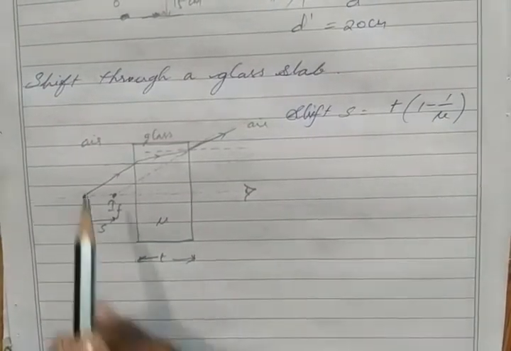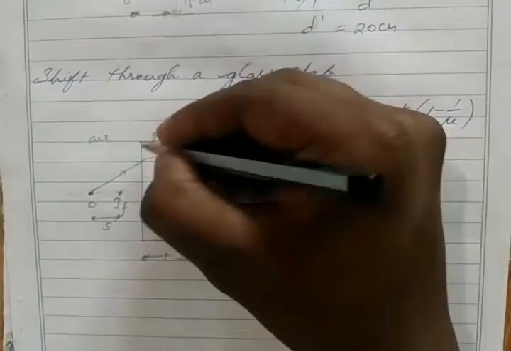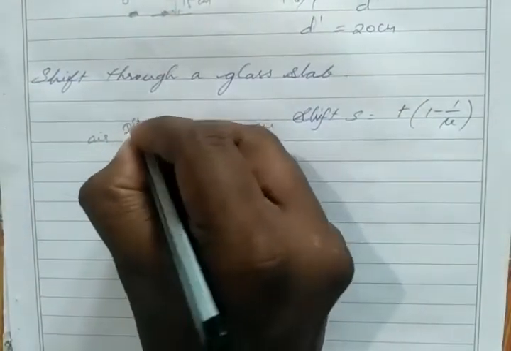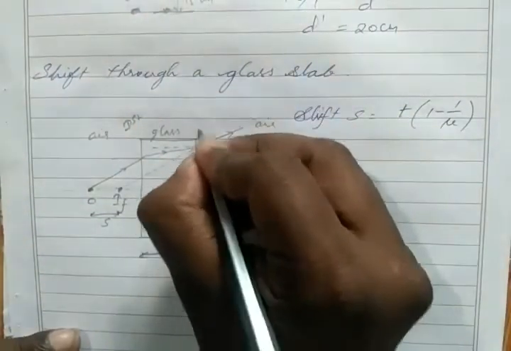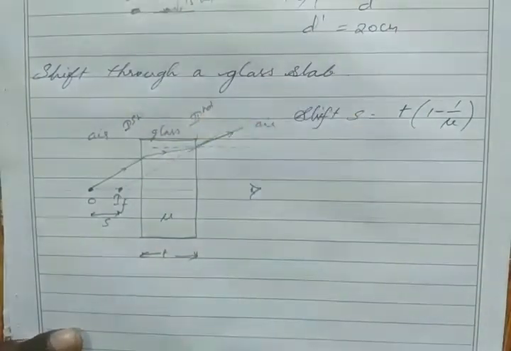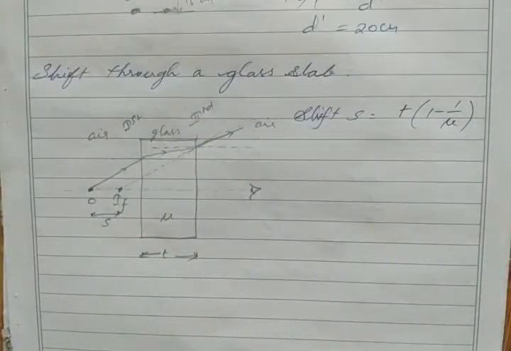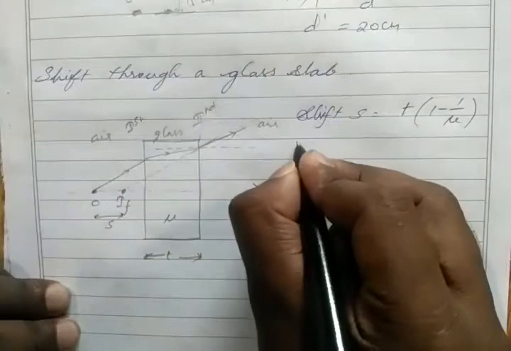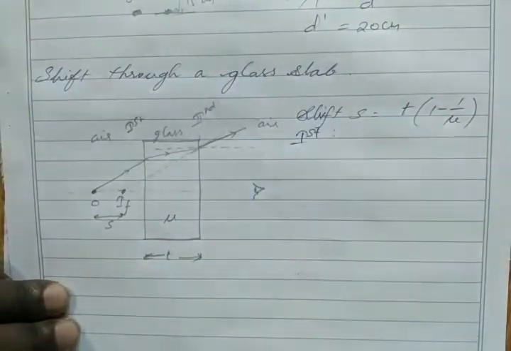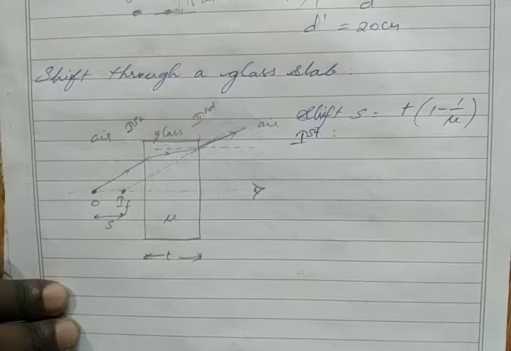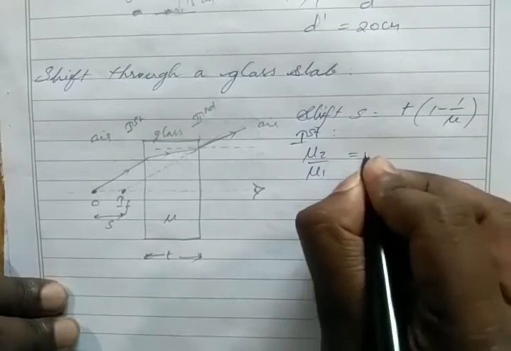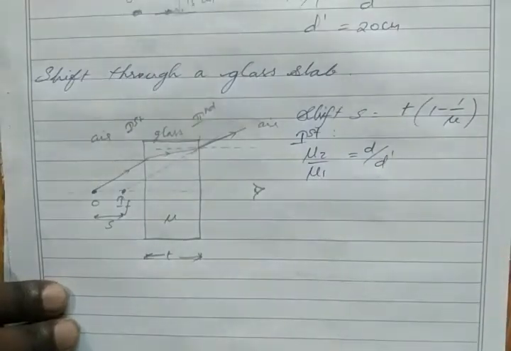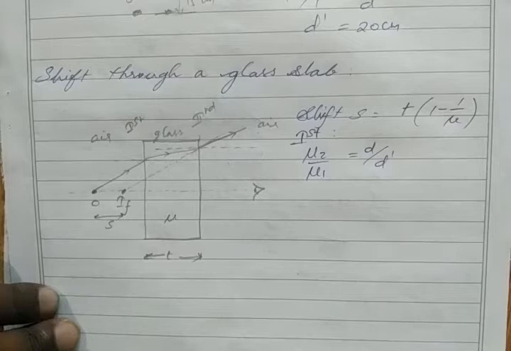We have two interfaces here. You see here air and glass. This is one interface, so we take this as the first interface. Then glass and air, this interface is taken as the second interface. Just like we solved in the previous problem, remember that problem, similarly we will solve the first one. First interface: what's the formula for real depth and apparent depth? Mu2 by mu1 equals d by d dash. Correct?